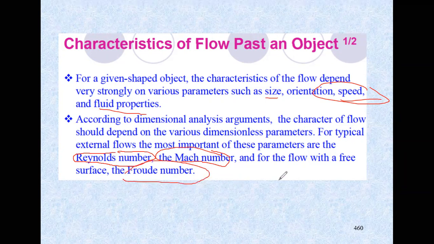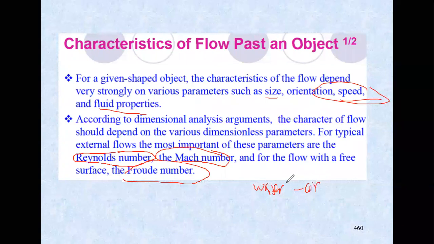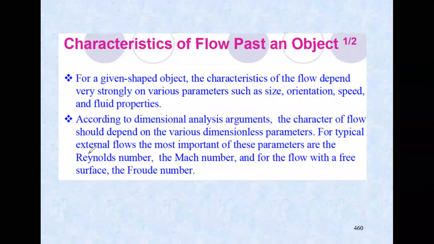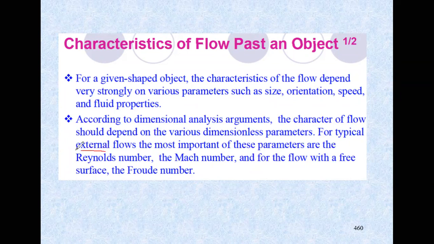Okay, the free surface, what is free surface? Free surface means you have an interface between two fluids instead of one fluid. So for example, between water and air, a motion that involves these two fluids at the interface, then you have a Froude number. But from now on, let's focus on only one body and one fluid. So you have a Reynolds number, and the Mach number will be important on this one.